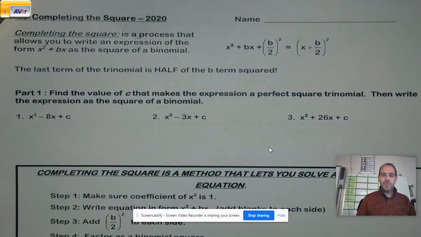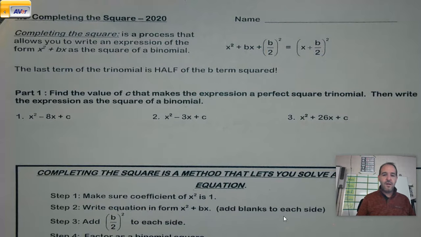All right, again, good morning. Today we continue our trek through solving quadratics with completing the square.